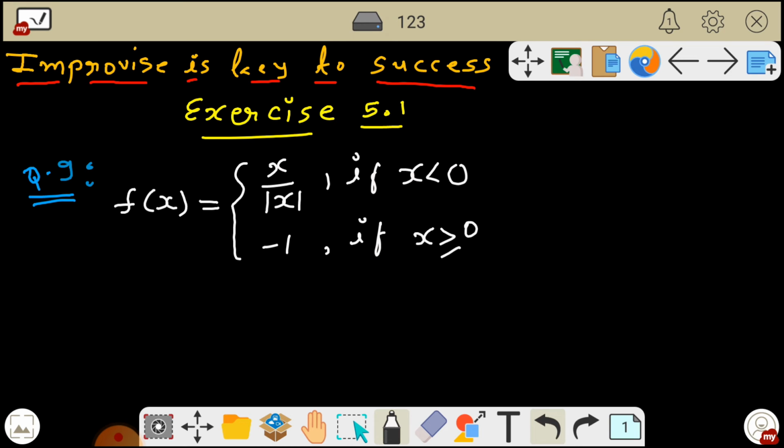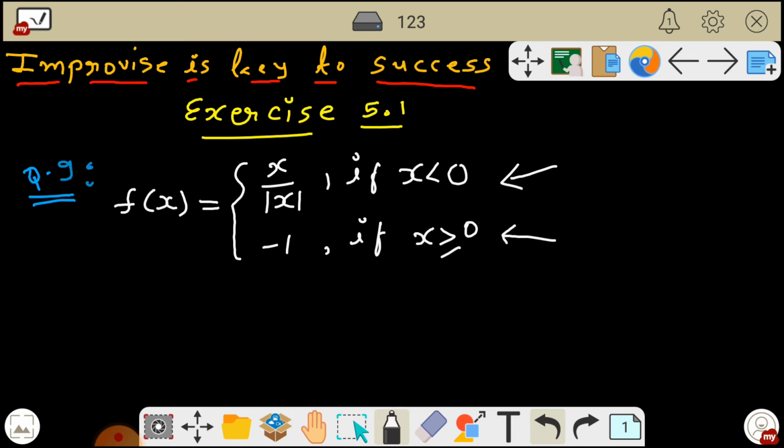So our question number 9 is f of x is equal to x upon modulus of x if x is less than 0, and minus 1 if x is greater than or equal to 0. We have to find all the points of discontinuity for this function. So first of all, we have to rewrite this function. It is the same as question number 8, but the difference is we have been given here if x is less than 0 and if x is greater than or equal to 0.